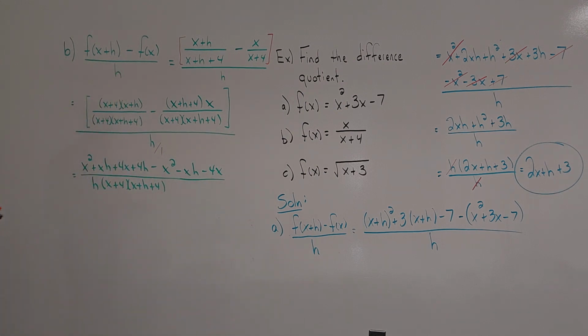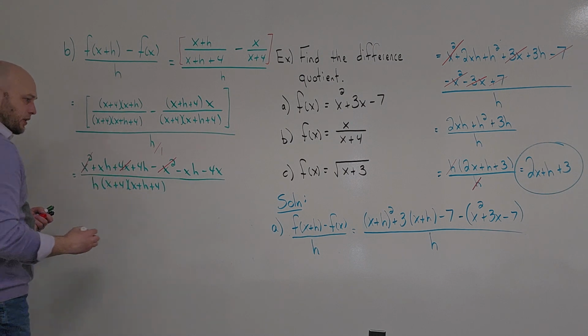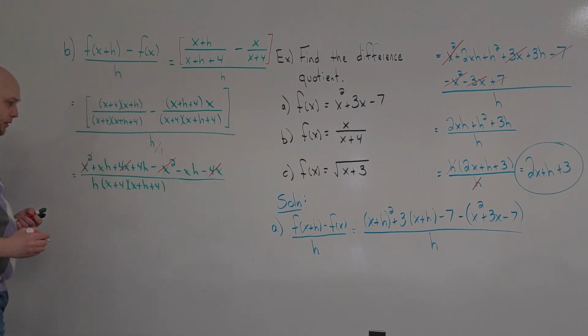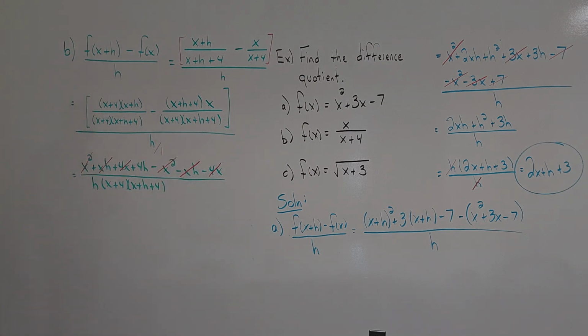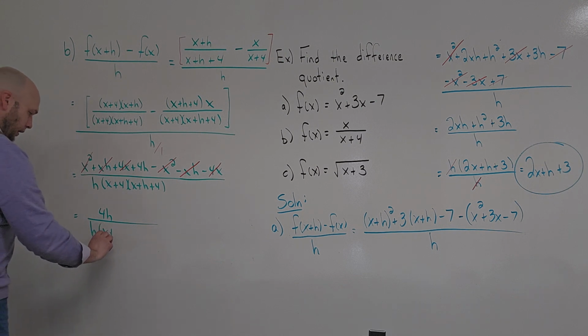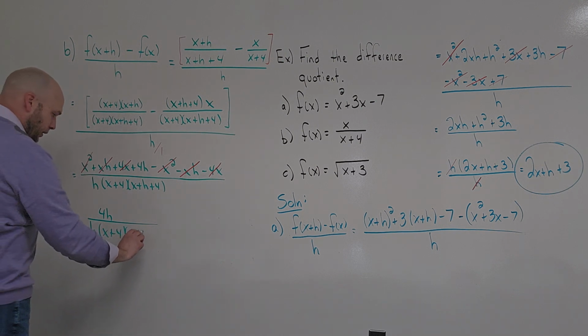And we can see what will cancel. All right, x squared cancels with minus x squared. Positive 4x cancels with minus 4x. Positive xh cancels with minus xh. Once again, we have a lot of cancellations. Let's clean that up and see what we have left. My whole numerator consists of only the term 4h. My denominator consists of h, and then x plus 4, x plus h plus 4.